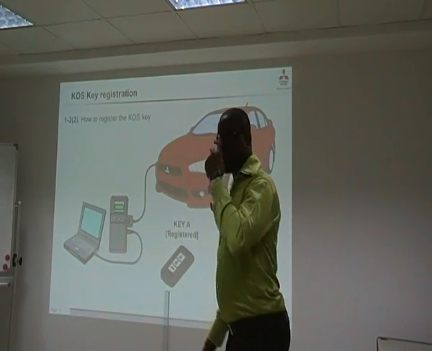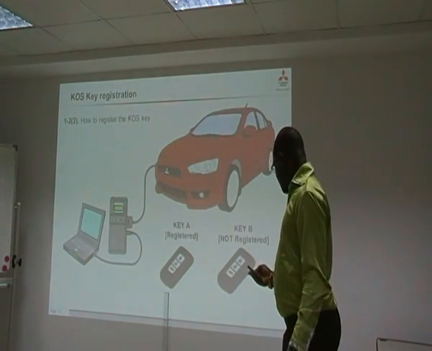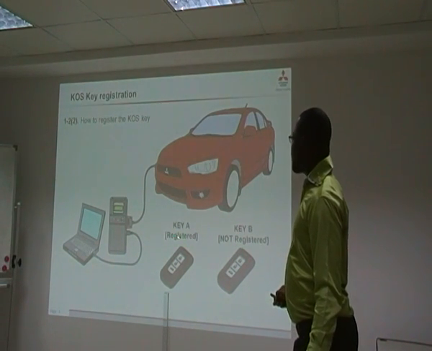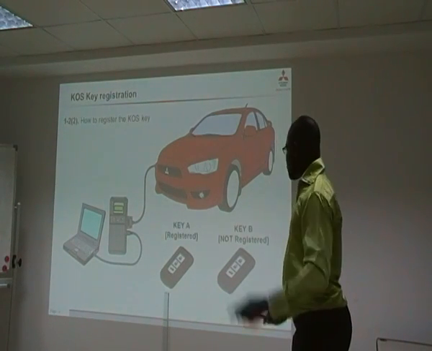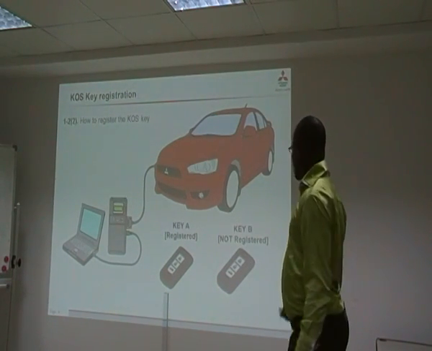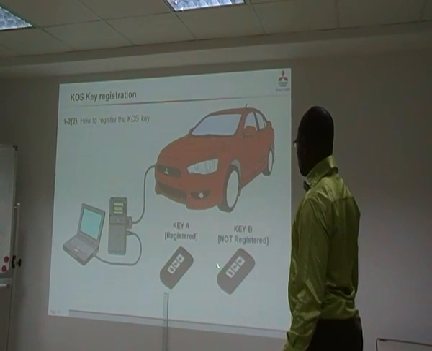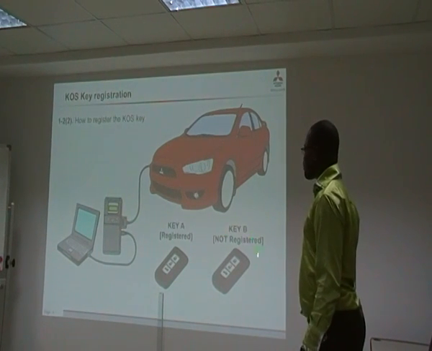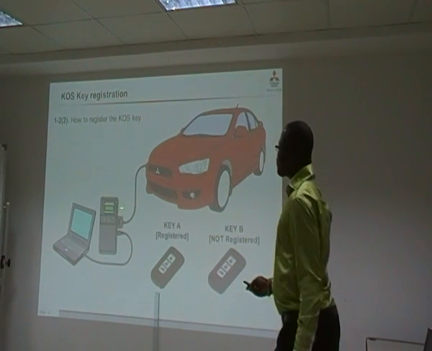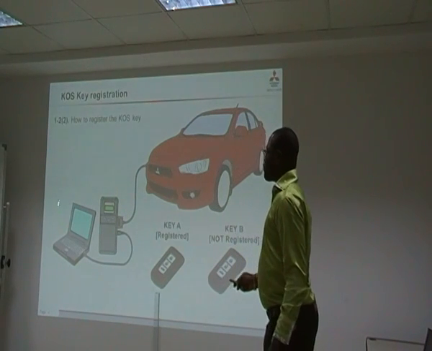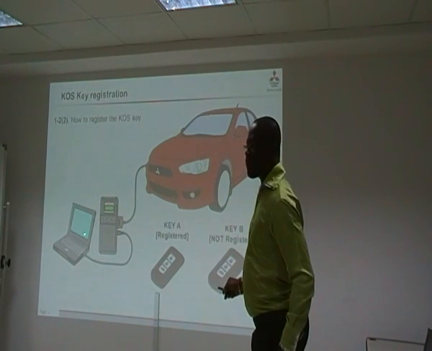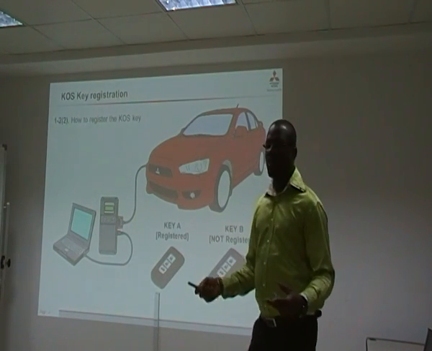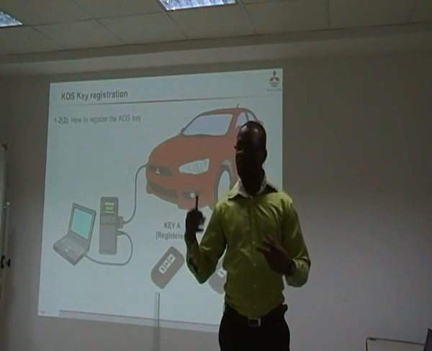So if you want to register this key, for example, we have this key which is already registered, and the customer needs another key. What you have to do is go to the stores and purchase a new key that we see here. This key we see here is not registered. And of course we need to get our MUT, the VCI, and then the laptop. So we connect it together. Now, let's see how the registration operation follows.